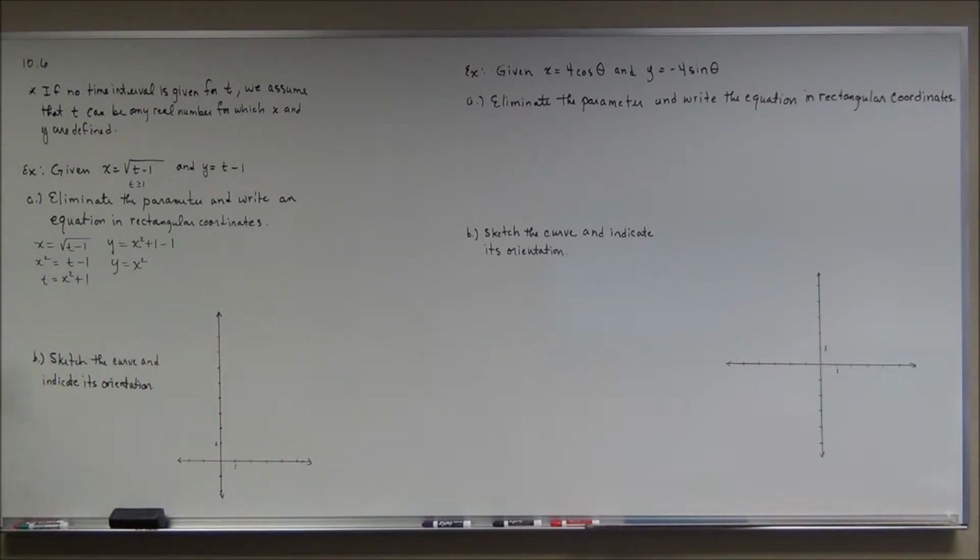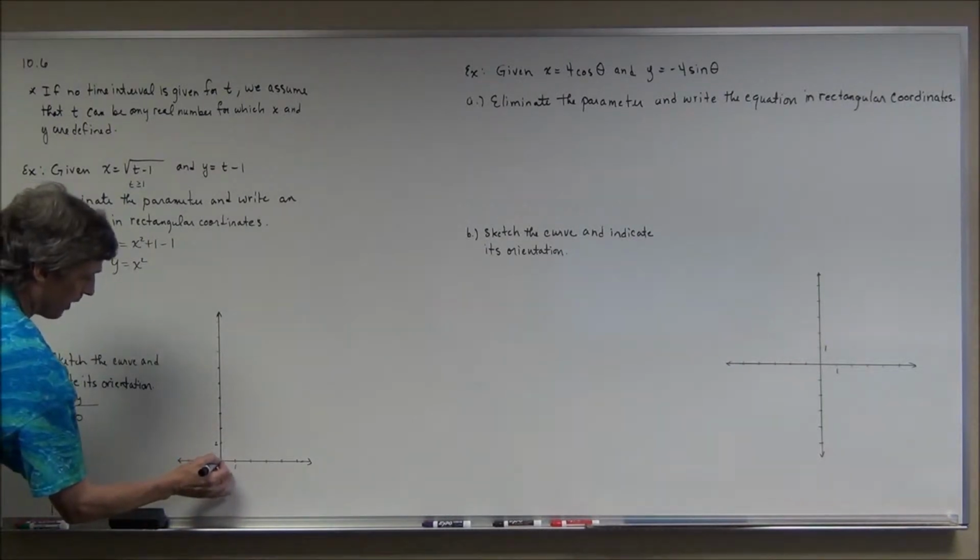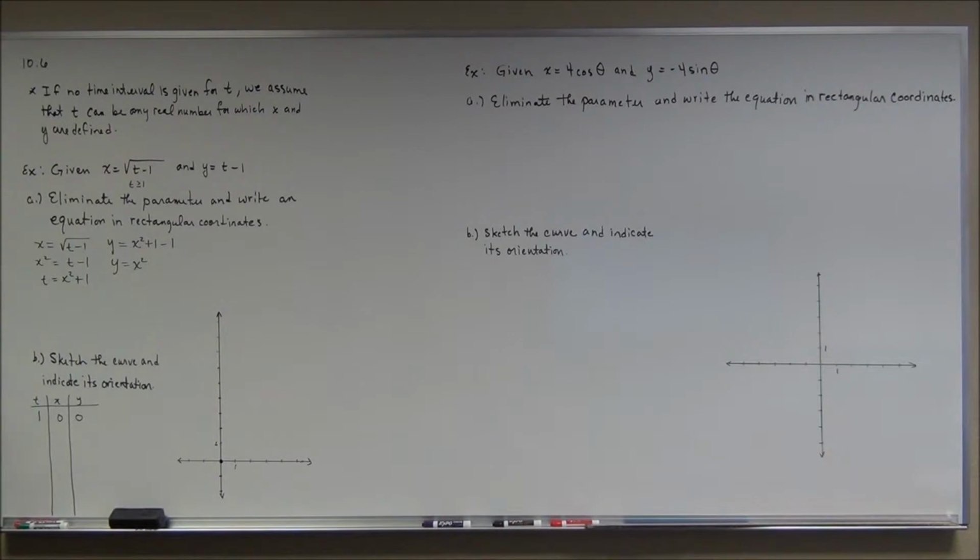Now, we can see that by creating the double t-chart, which I don't think I've left myself enough room for. I'm going to have to write awfully small. So t, and then x, and then y. And remember, t has to be greater than or equal to 1. I am going to start with 1, because if I plug 1 in, I get 0 and I get 0. So my first point is going to be right here. And that kind of makes sense because that's a parabola with vertex at 0, 0. You know that from your quadratic function days.